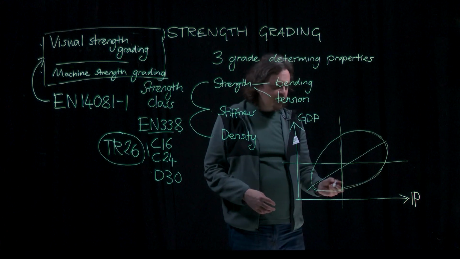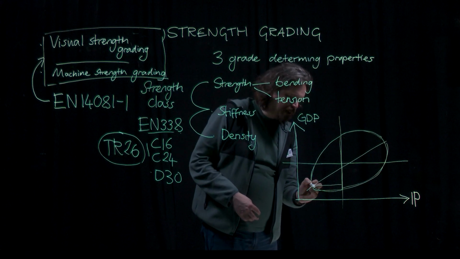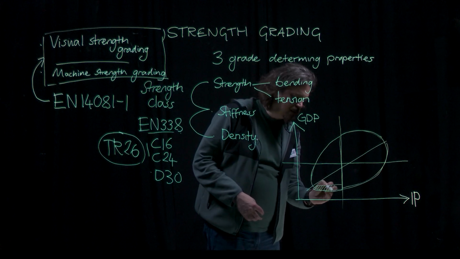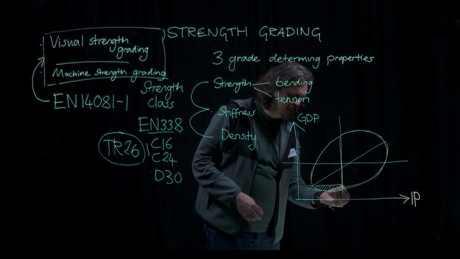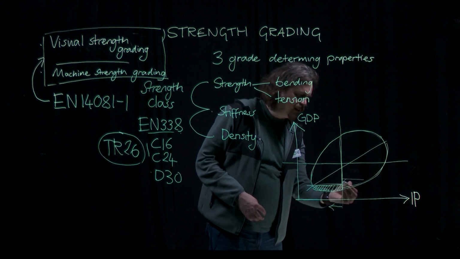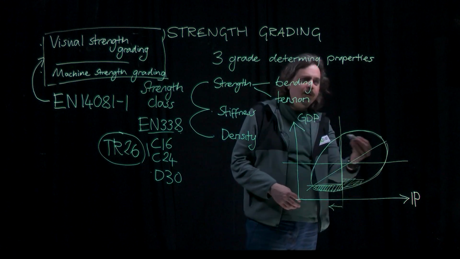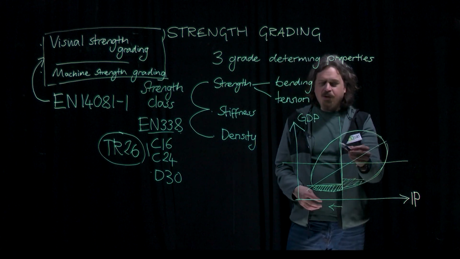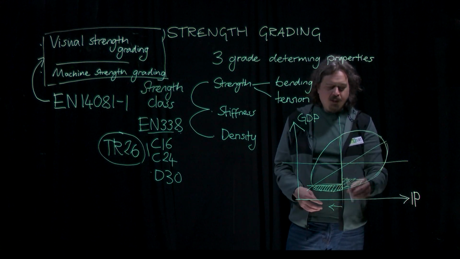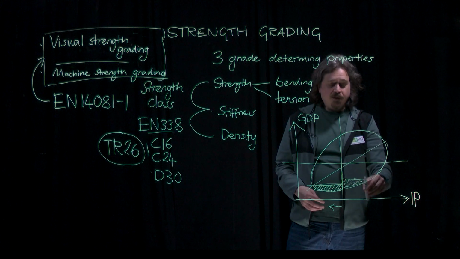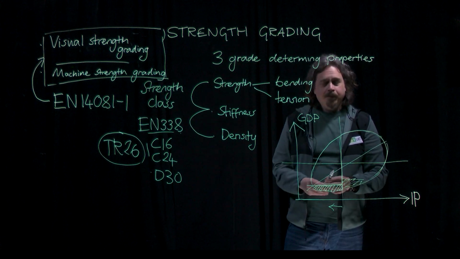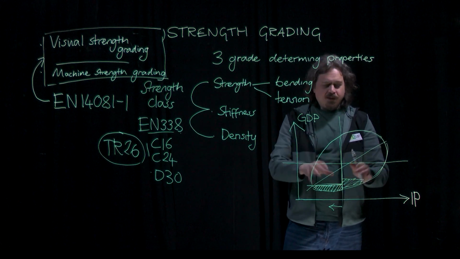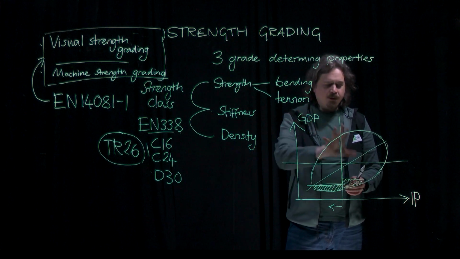And for strength, it's the low values that we care about. So it's the lower fifth percentile. On this side of the grading threshold, the lower fifth percentile is around about here. And on this side, it's around about here. So even though we've not been able to grade perfectly, even though we have quite a poor correlation between our indicating property and grade determining property, we have actually increased the characteristic value of the stuff that's passing the grade compared to the stuff that's failing. So that's the basis of grading, whether it's machine grading or visual grading.